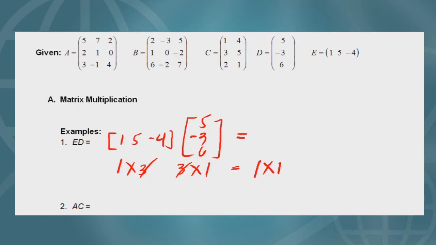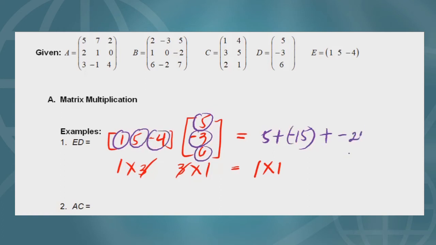What you need to do is multiply each entry of matrix E to each entry in the column of matrix D. So 1 times 5 is 5, plus 5 times negative 3 is negative 15, plus negative 4 times 6 is negative 24. Then add all together. 5 plus negative 15 is negative 10. Negative 10 plus negative 24 is negative 34. So this will be your final answer.